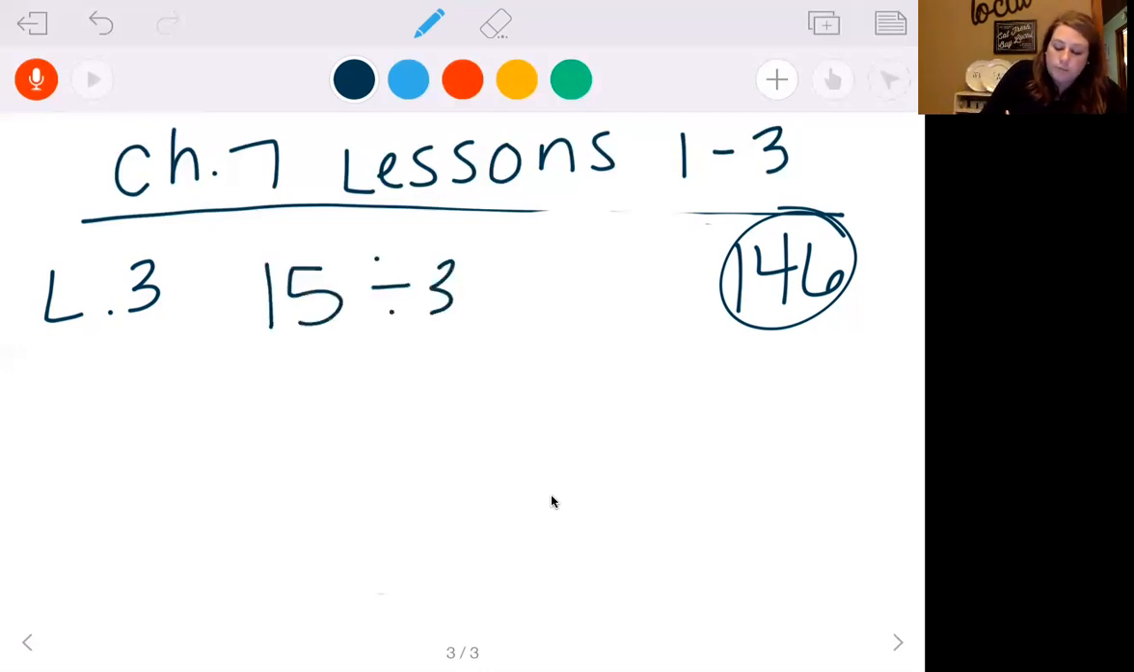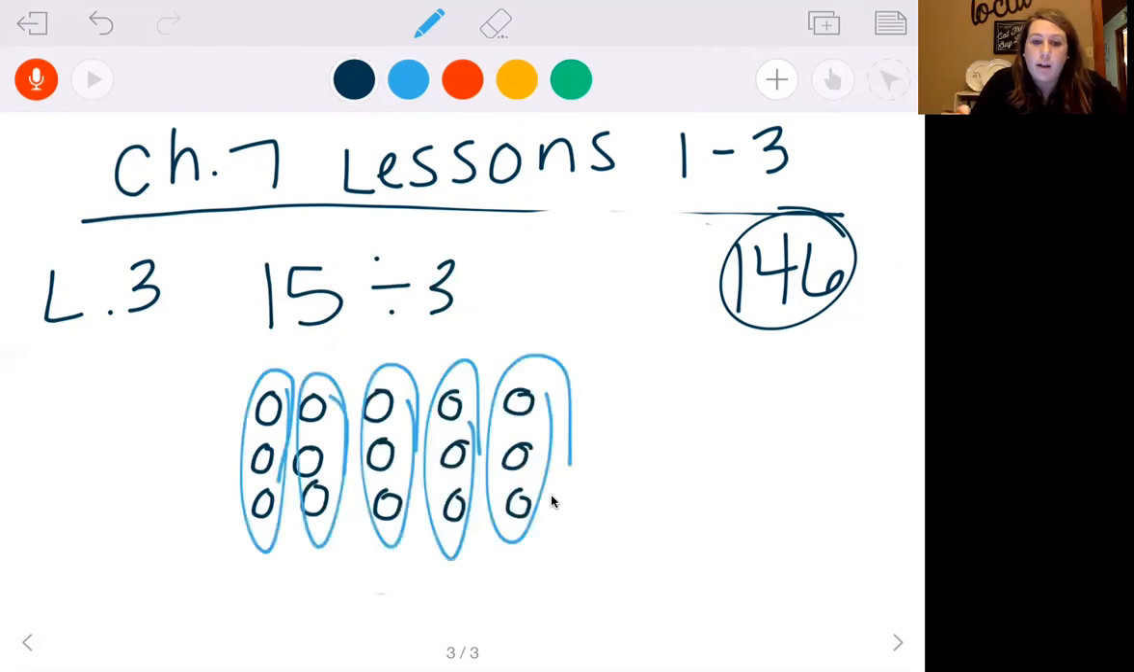So we're going to go 1, 2, 3, 4, 5, 6, 7, 8, 9, 10, 11, 12, 13, 14, 15. Got to 15, so let's stop. It says count the number of columns. Remember, columns go up and down. 1, 2, 3, 4, 5 columns.